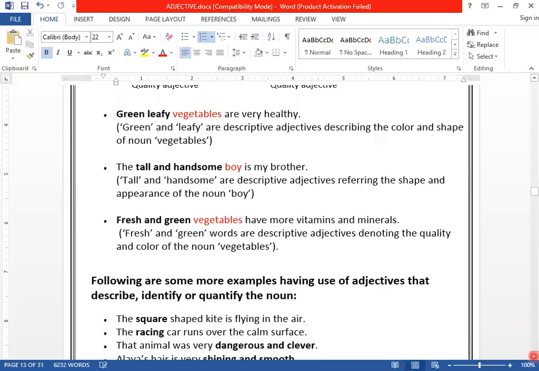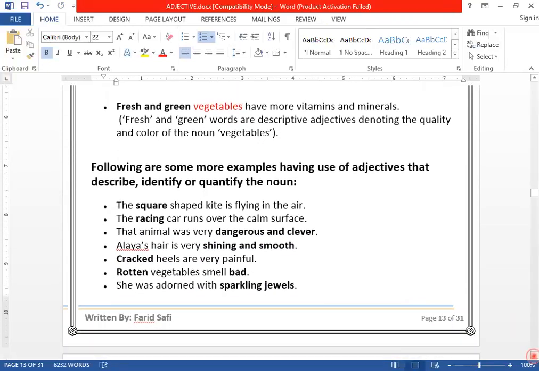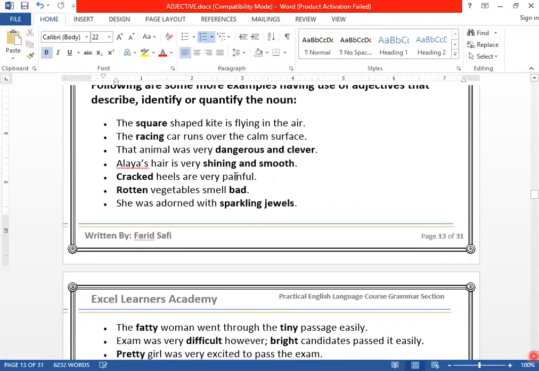There are more examples you can have on your screen. You can read all of them yourself, like the square shaped kite, the racing car. Car is a noun, racing is an adjective. The animal was very dangerous and clever. So dangerous and clever modify animal. Elias' hair is very shining and smooth. So shining and smooth, both of them modify hair. Cracked heels, heels is a noun. Cracked modifies the noun heels. Rotten vegetables, vegetable is a noun.